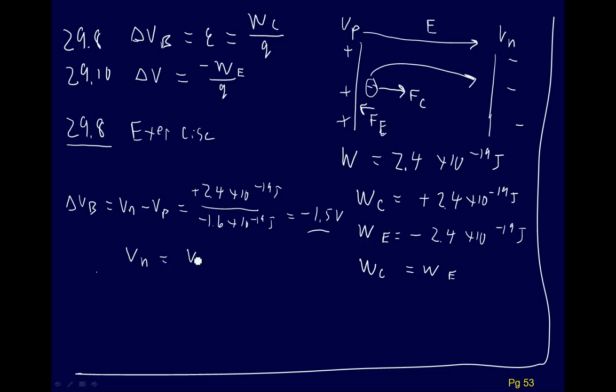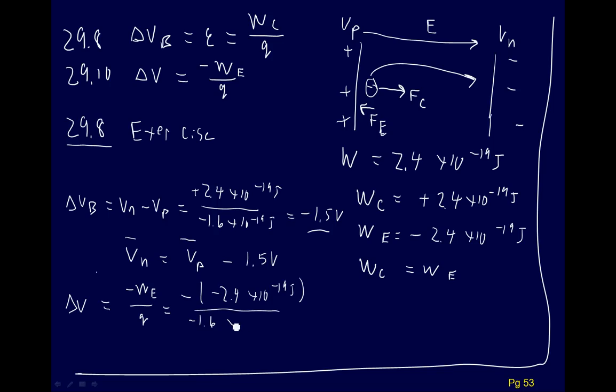Now I can write this way here by just sliding over that Vp. And this says whatever Vp is, Vn has to be 1.5 below that. If I use this equation, which you're totally welcome to do, you've got to remember that that's the work done by the electric field. And so this will be negative of negative 2.4 times 10 to the negative 19 joules divided by the negative 1.6 times 10 to the negative 19 coulombs. And if I do that, these two negatives cancel, and I get the exact same number.